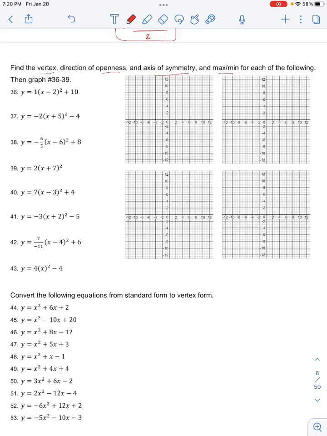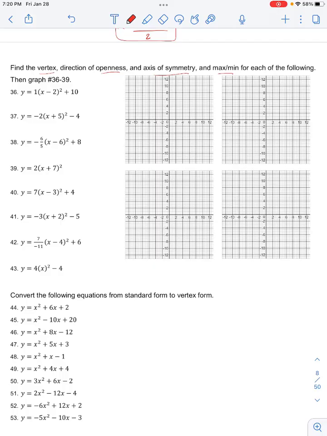Okay, number 39 in your classic for quadratic functions asks you to find the vertex, direction of openness, and axis of symmetry, and if it's a max or min for the equation. So we have y equals 2 times (x plus 7) squared. So we know that we have a vertex.